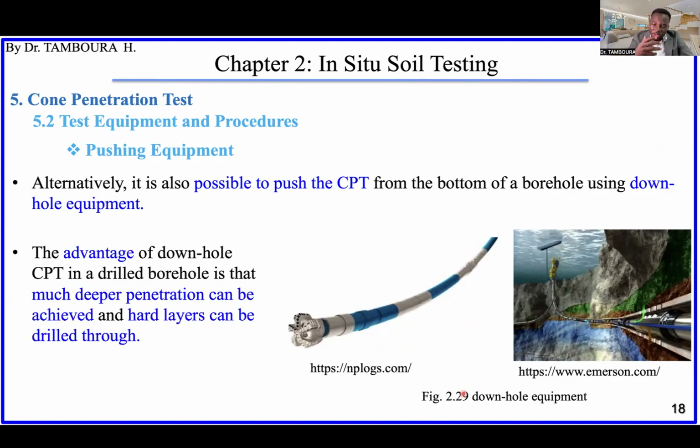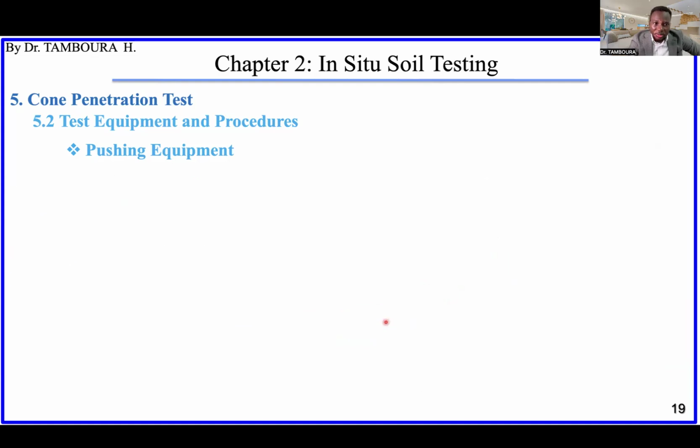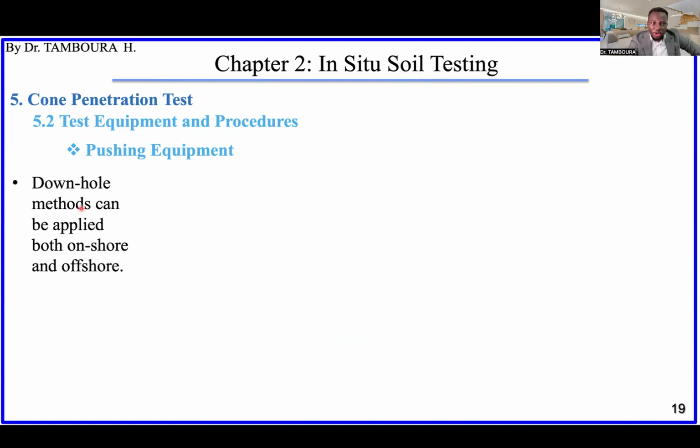So the advantage of using this kind of equipment is that it allows us to perform the CPT drilling with much deeper penetration. We can obtain much deeper penetration using this kind of system. Also, hard layers can be drilled through if we use this kind of downhole equipment. The downhole equipment method can be applied both onshore or offshore.